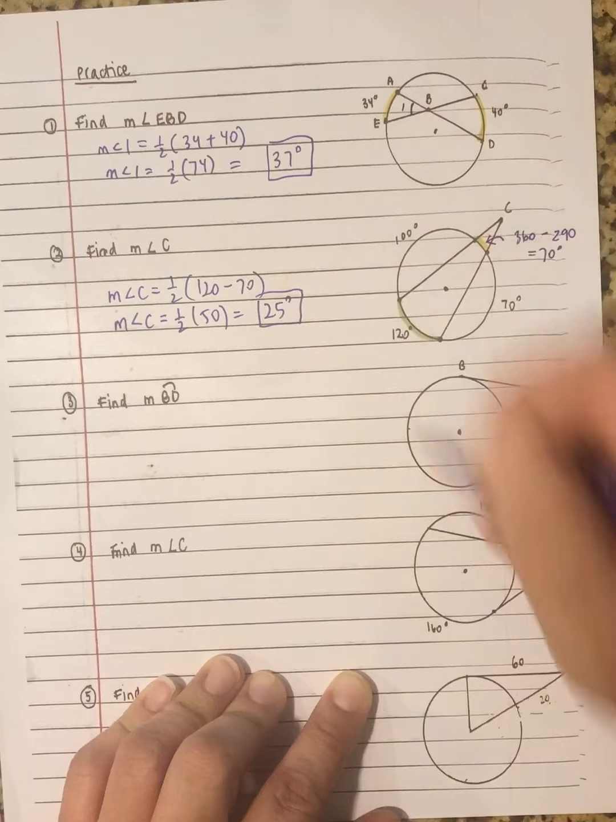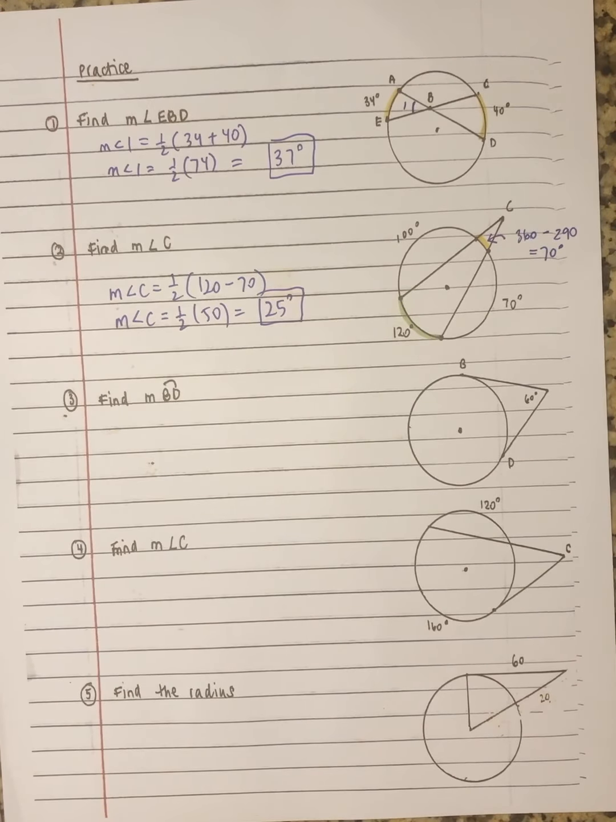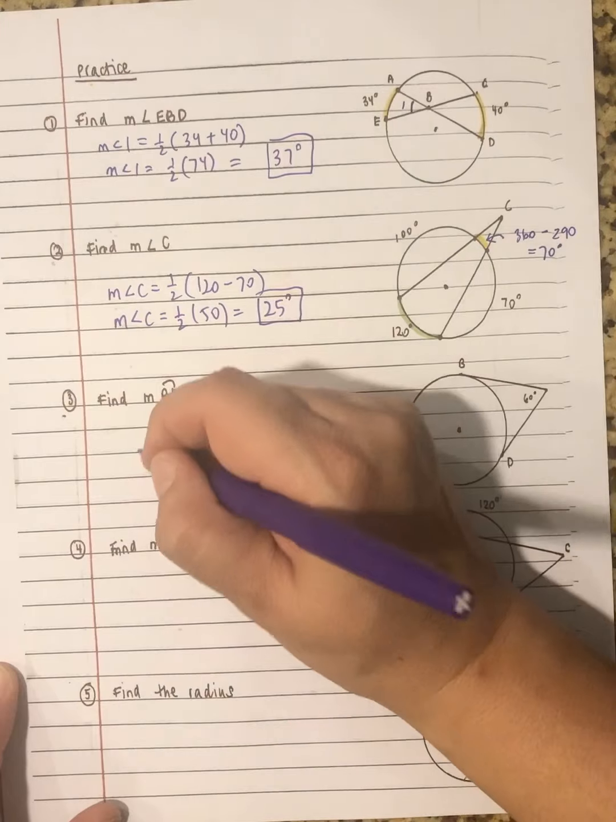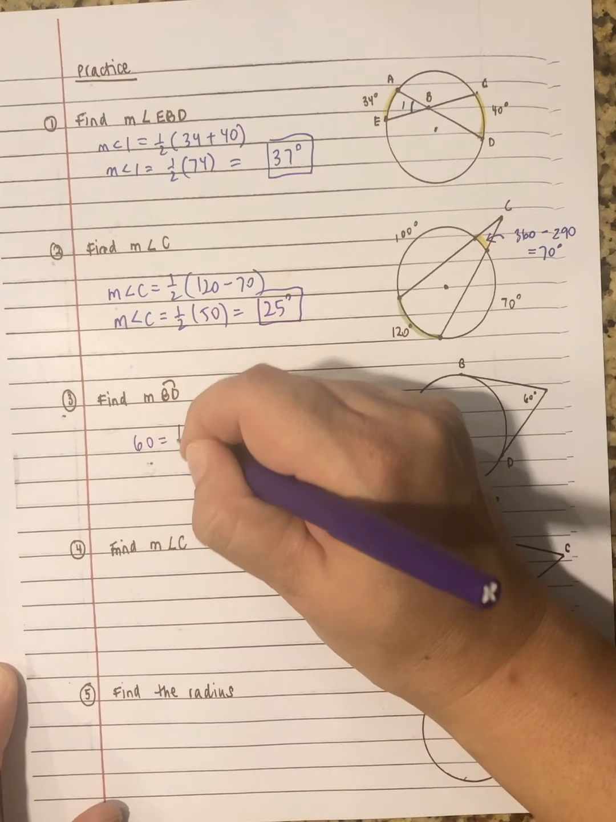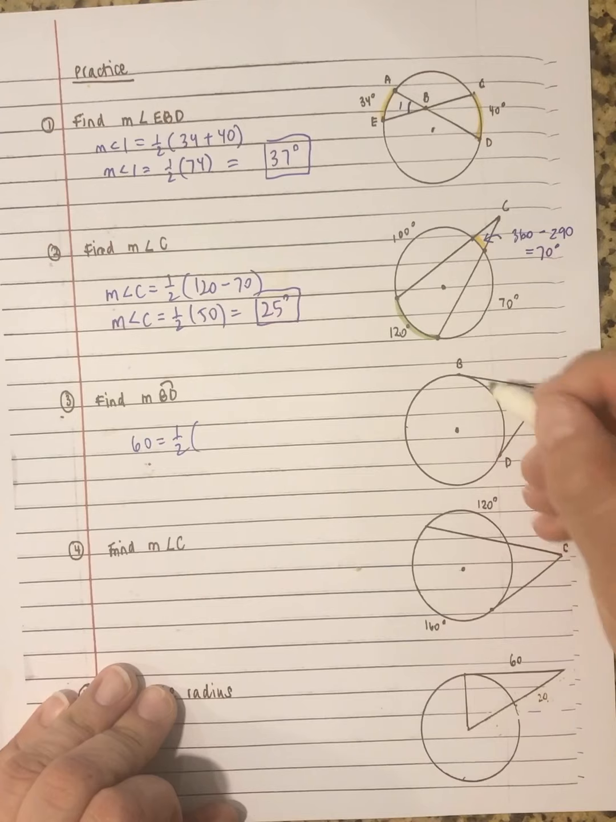Okay, so we did one with the two secant lines. Now let's look at the one with two tangent lines. The rule is exactly the same. The measure of this angle, which in this case is 60, has to equal 1/2 the difference between the outside and inside arc. Now, we are asked to find arc BD, which is this arc right here.